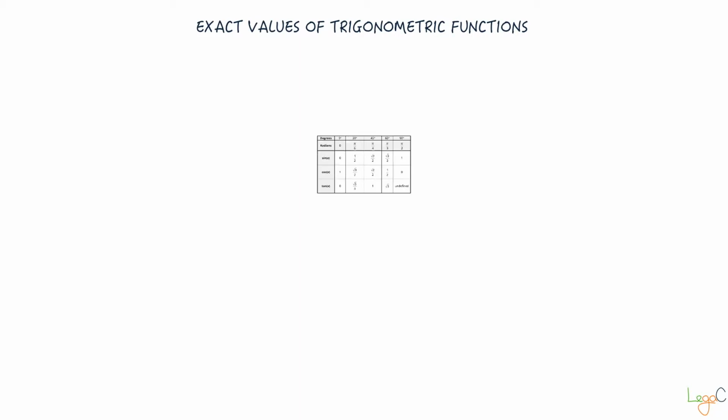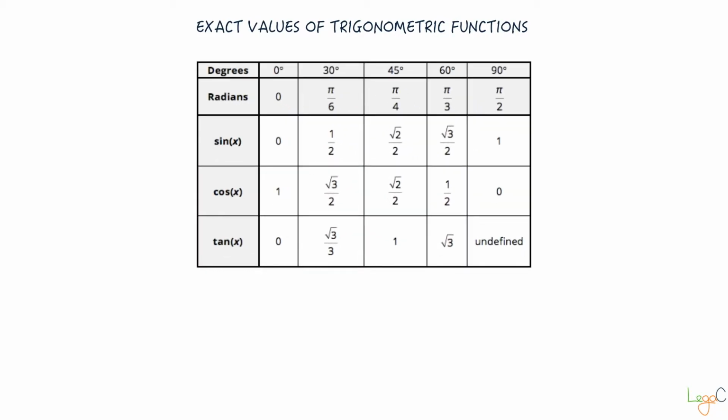The exact values of trigonometric functions for angles between 0 degrees and 90 degrees can be found in this table. Sometimes it's hard to remember these values, so let's have a look at a way of actually working them out. Sine x increases from 0 to 1 for an angle between 0 degrees and 90 degrees.